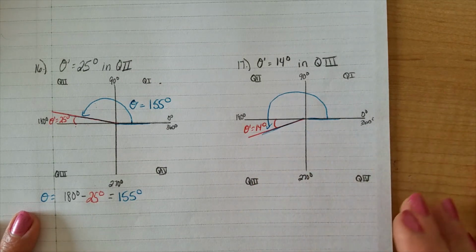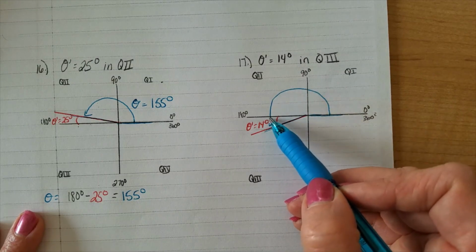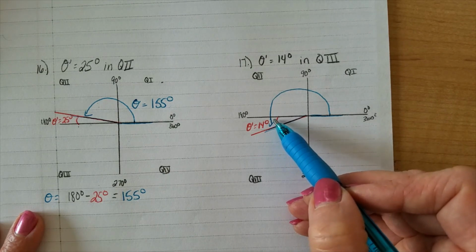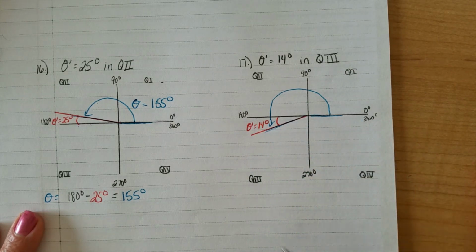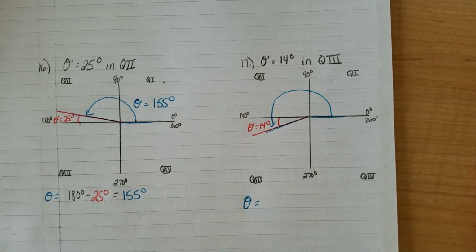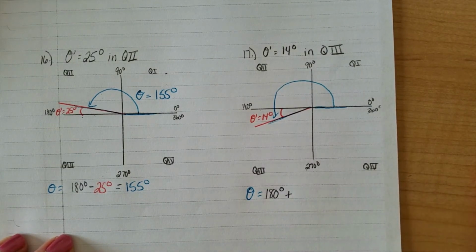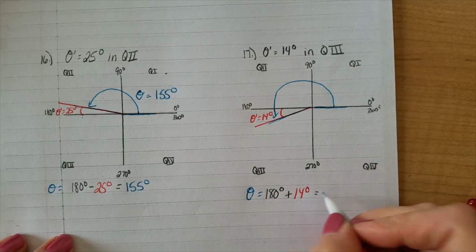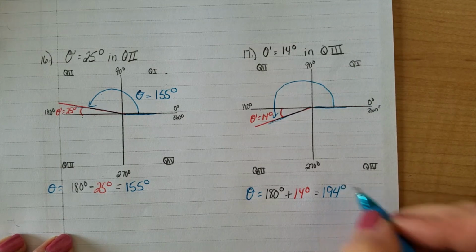So what is the measurement of theta? Well, if I went around, here's 180 degrees, and then I moved an additional 14 degrees. So theta will equal 180 plus 14 degrees, and that will give me a measurement of 194 degrees.